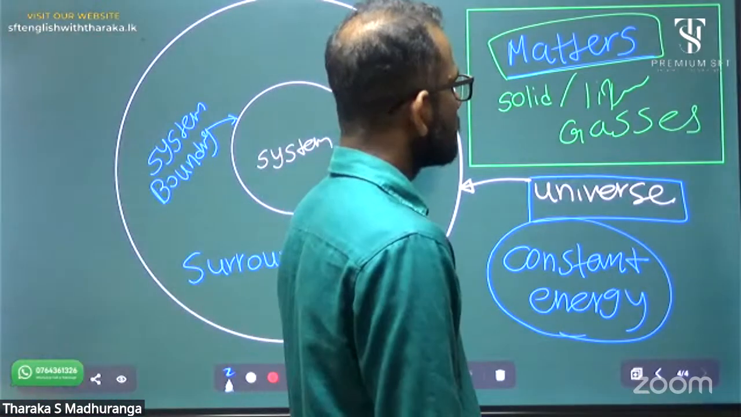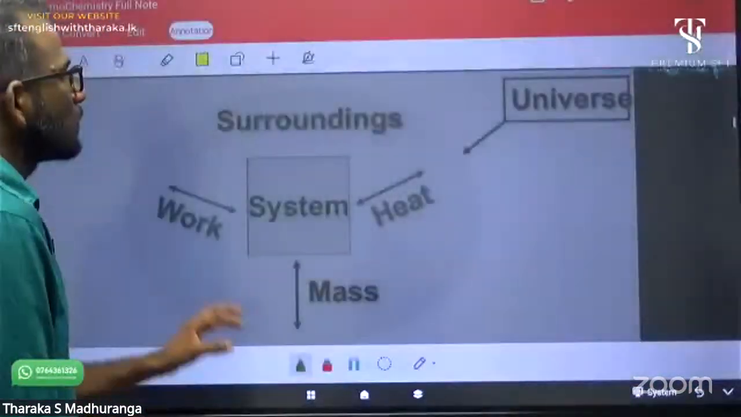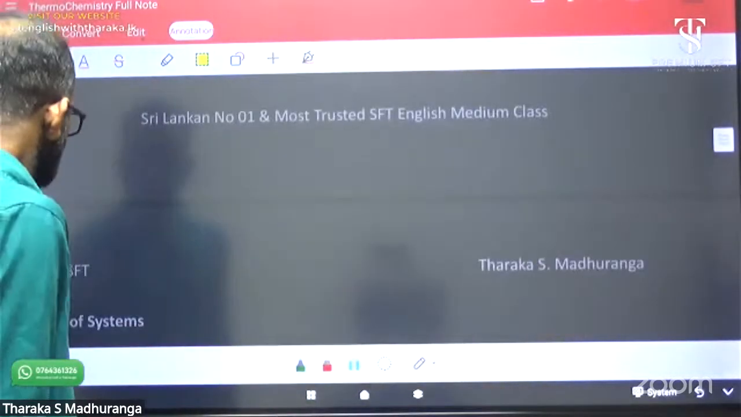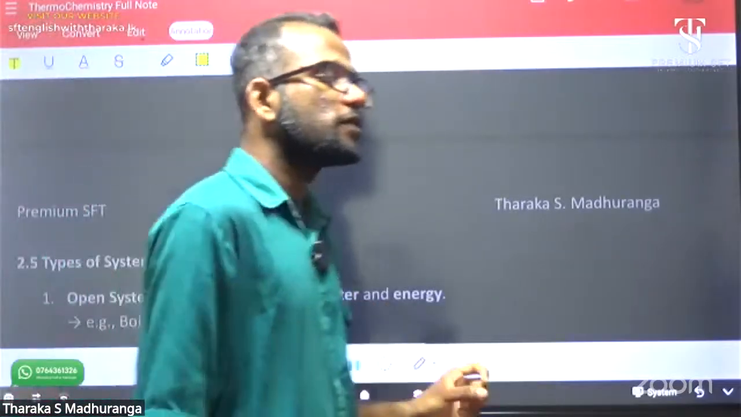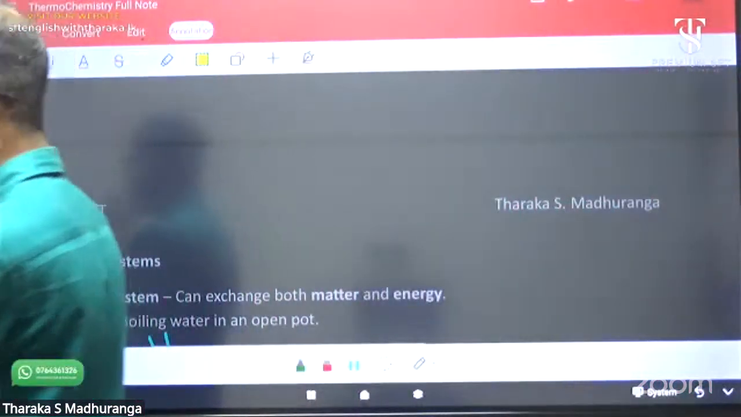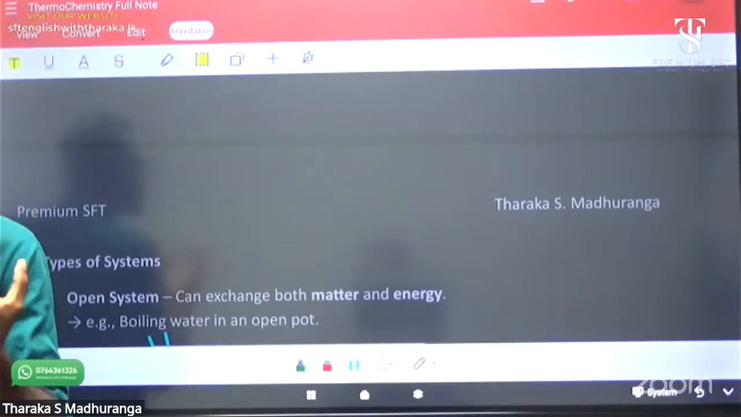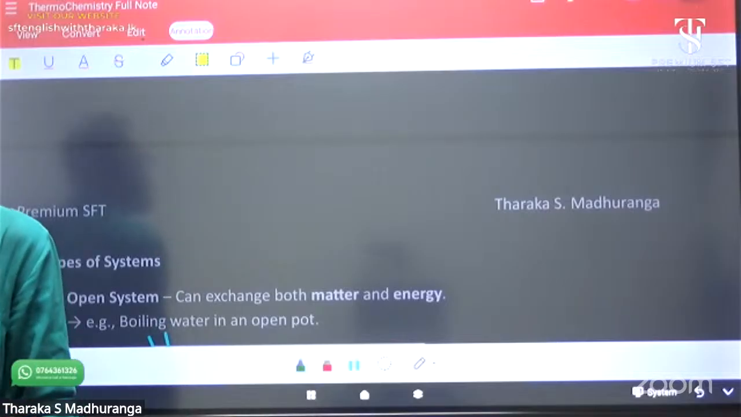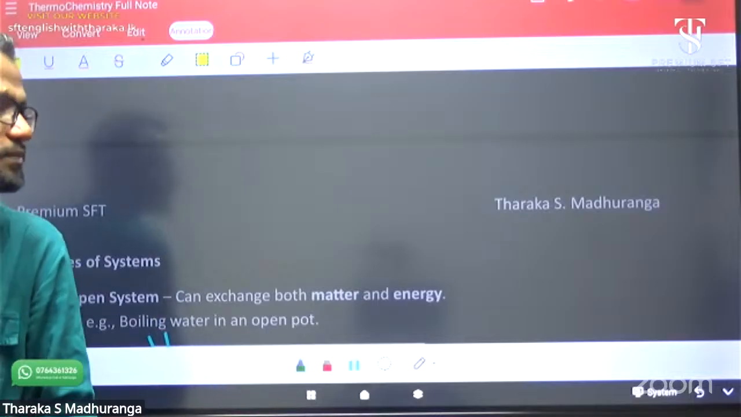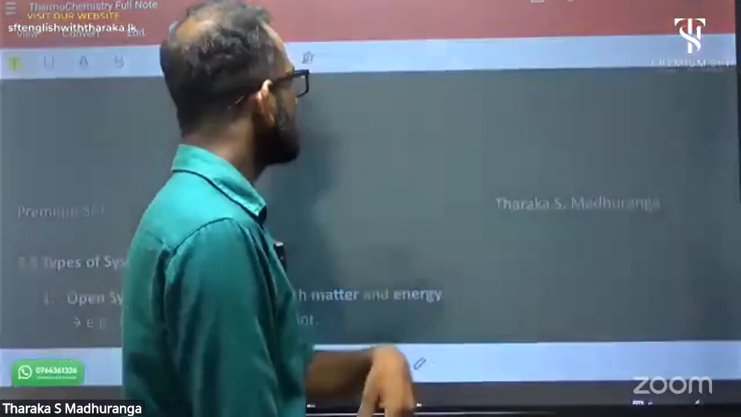Okay, write down the next topic. Types of systems. Now you already know the meaning of system. It's a particular selected area for study, right? Systems are mainly of 3 types.